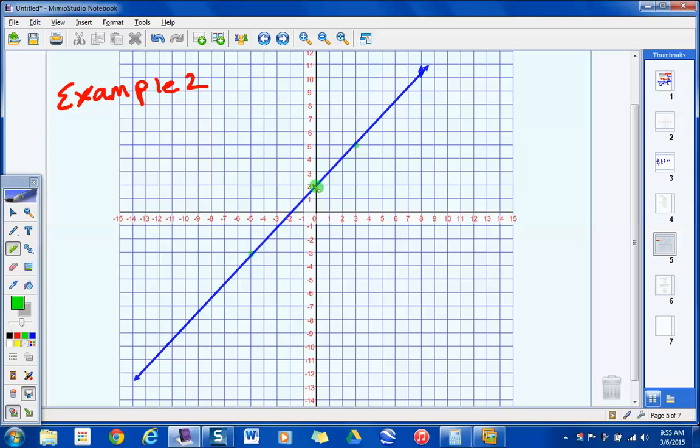Okay, so let's jump ahead to example 3. 10:15 today. Everything's 15 this morning.